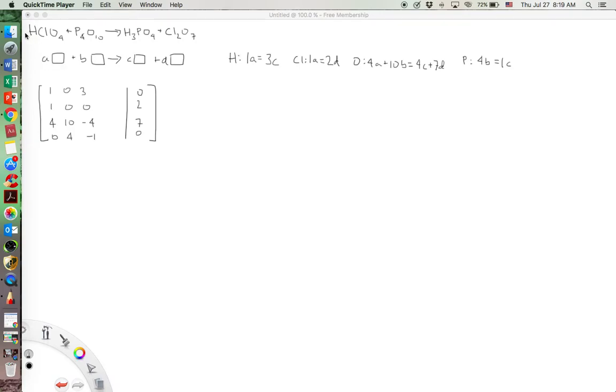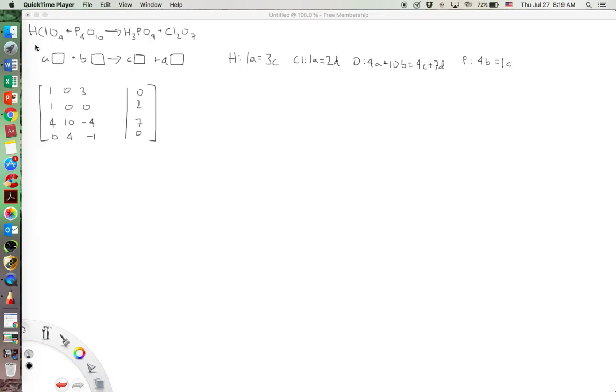So we'll assign some values to coefficients A, B, C, and D. We've got A something plus B something, and that's going to be equal to C something plus D something. In the case of H, in the first compound we have only 1. We've got none here, we've got 3 here, and none here. So 1A equals 3C. For Cl, we've got 1 here, none, none, 2. So 1A equals 2D. For O, we've got it in every compound, so 4A plus 10B is equal to 4C plus 7D.